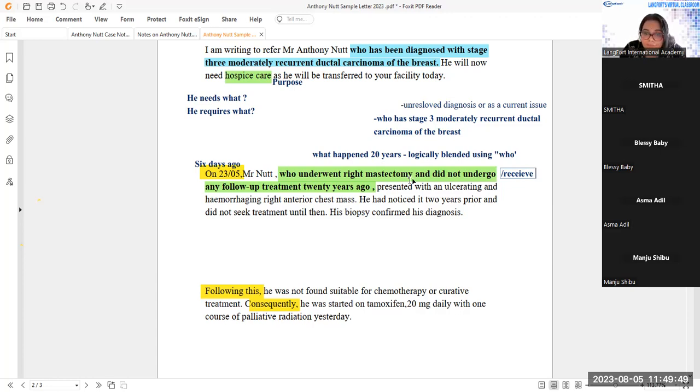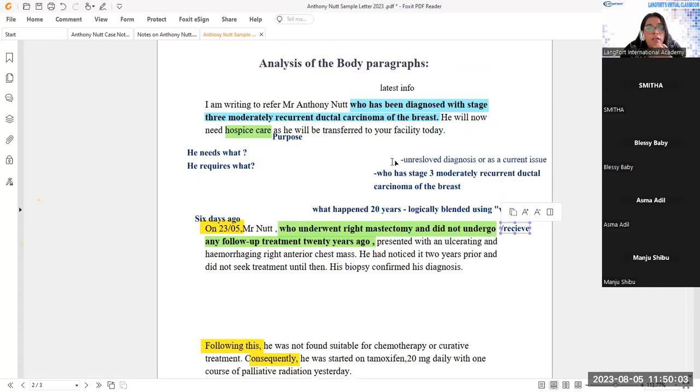Ma'am, can I ask, in the purpose we use this who as well, as we use who in the first paragraph? But in the first paragraph before who we put a comma, but in purpose we did not.